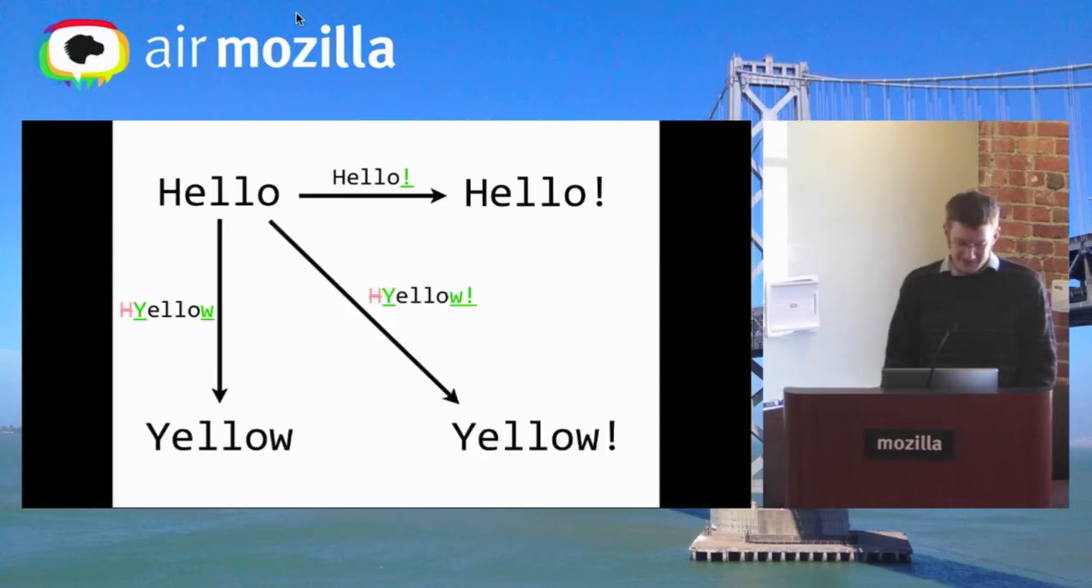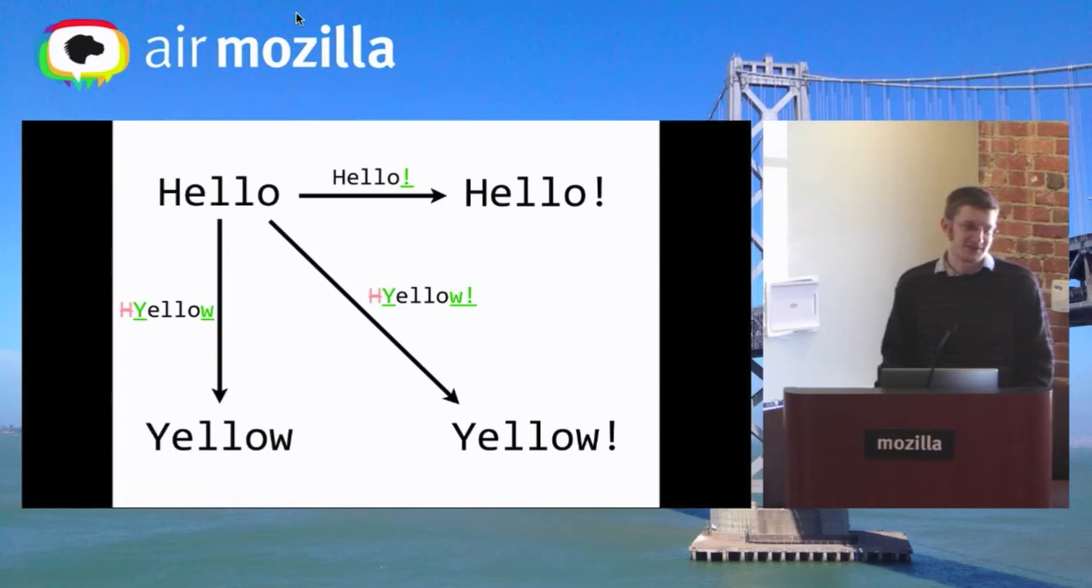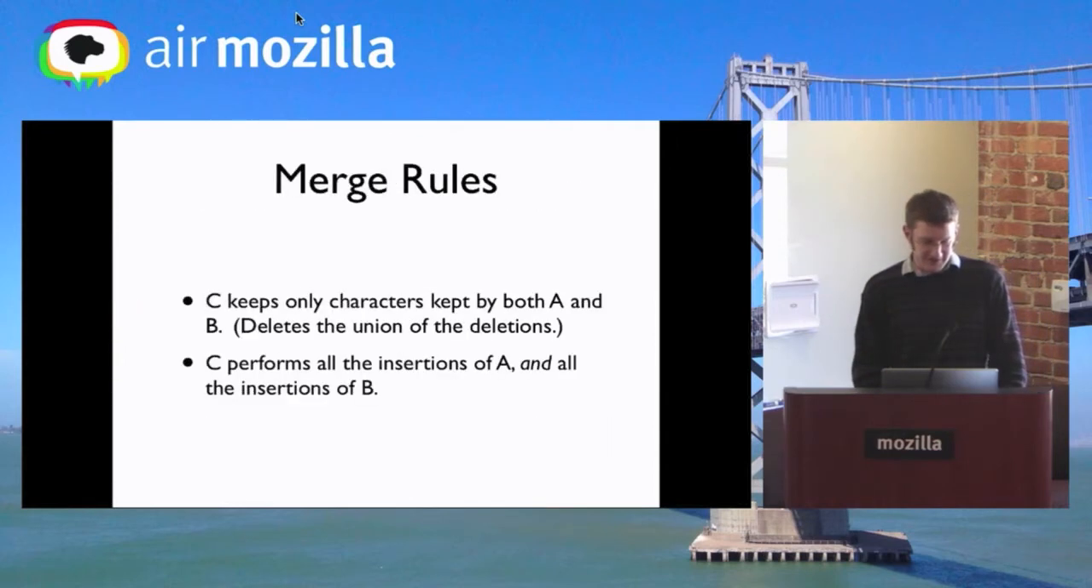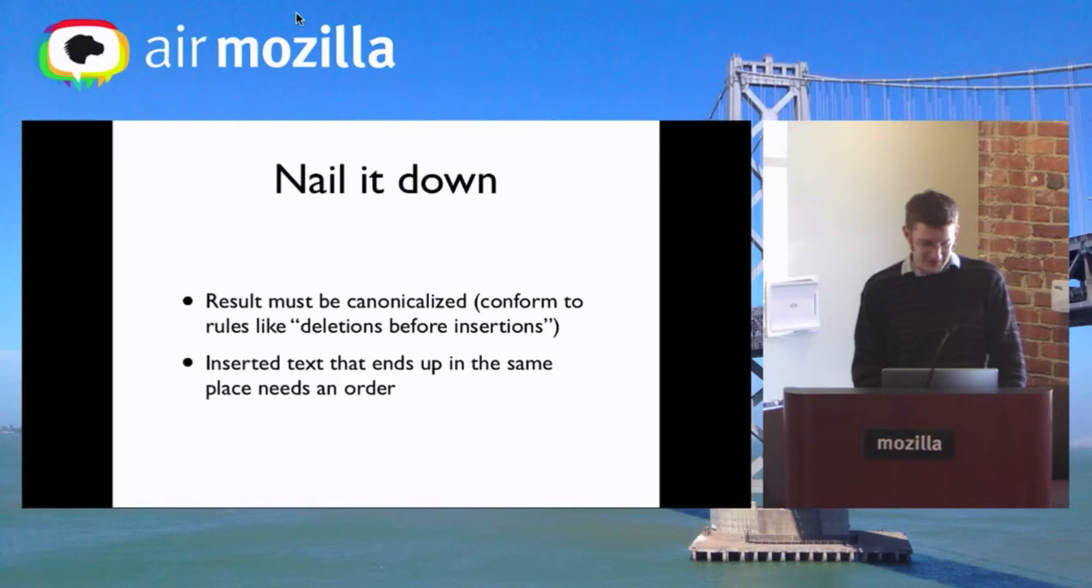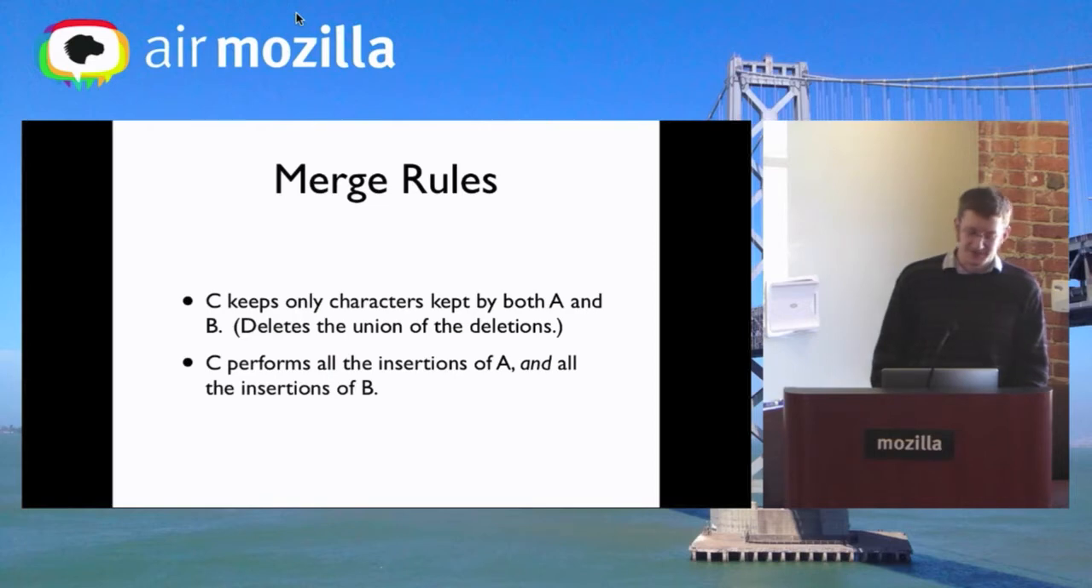And wouldn't it be nice if we could come up with the merged document in the lower right and this single change set that somehow does both at once? It adds the exclamation point at the end, and it inserts this W and changes the H to a Y. And the rules for doing that, which are basically what I described earlier, are that diagonal line, that merge change set, has to keep only characters that are kept by both A and B.